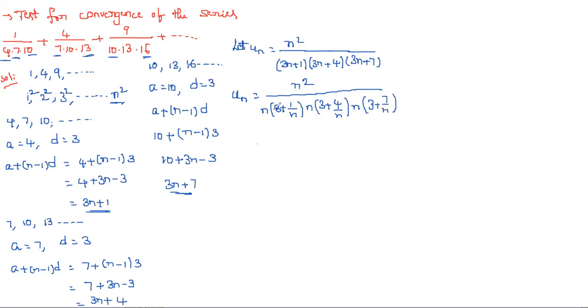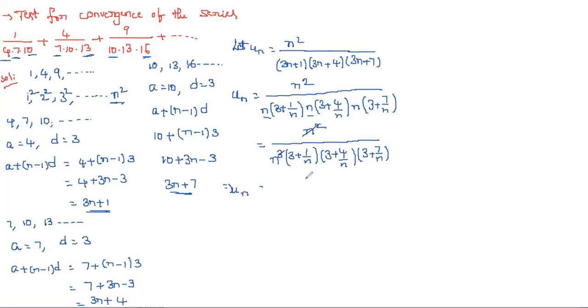And here it is. n square is nothing but n into n. So simply what we can write, n square by n into n, that is nothing but n cube into (3 plus 1 by n), (3 plus 4 by n), and (3 plus 7 by n). Any cancellation here? Here n square and n square cancel. So therefore un is equal.